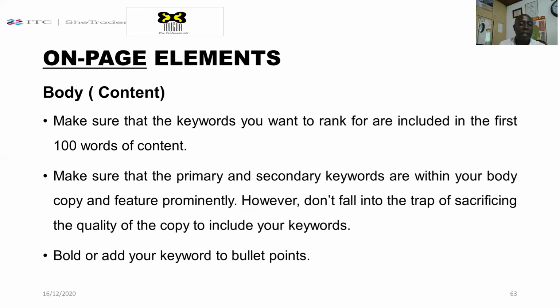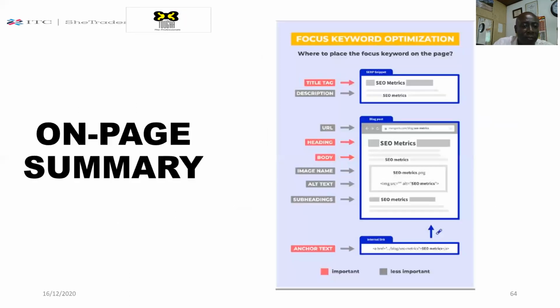But the thing too is that, even though we are saying that it should feature within the first 100 words, don't go about making almost every sentence feature the keyword. In that case, Google will also realize that this is artificially being done so that you can rank. Well, in that case, you'll be penalized and you will not even be ranked at all. And as much as possible, also try and bold your keyword or add it to bullet points that you have as part of your content development in your on-page optimization.